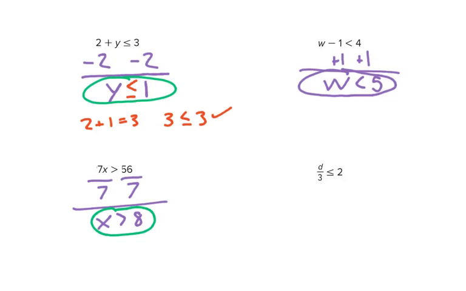The last one, we have a division problem. We have number d divided by 3, so some number being divided by 3.